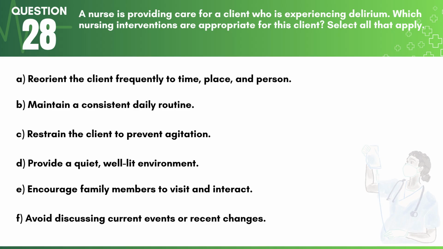Question 28. A nurse is providing care for a client who is experiencing delirium. Which nursing interventions are appropriate for this client? Select all that apply. A. Reorient the client frequently to time, place, and person. B. Maintain a consistent daily routine. C. Restrain the client to prevent agitation. D. Provide a quiet, well-lit environment. E. Encourage family members to visit and interact. F. Avoid discussing current events or recent changes.